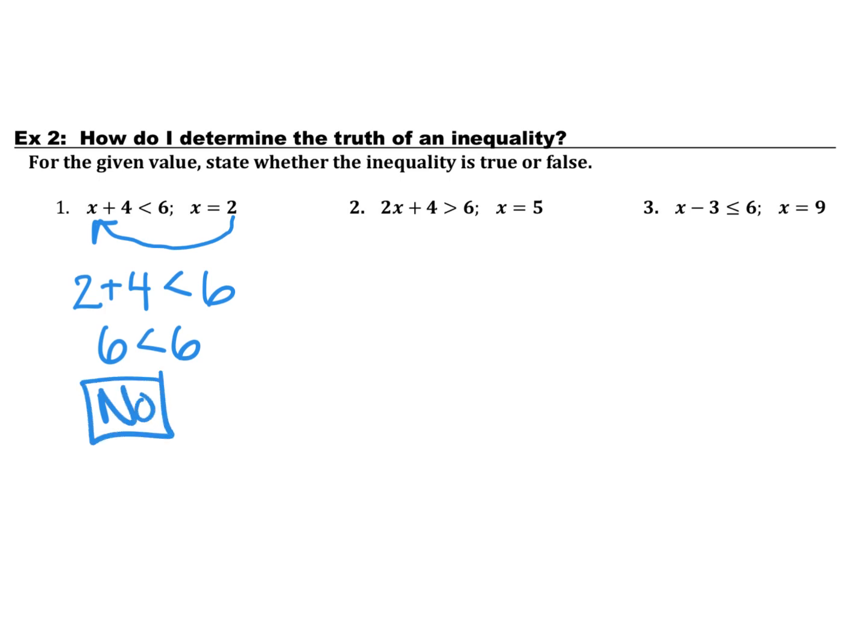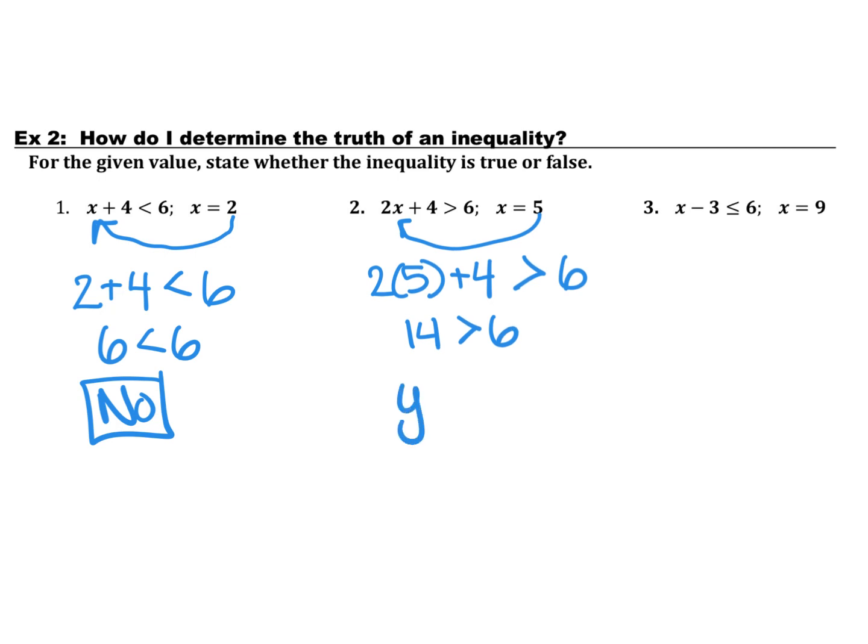For our next one, we have x is equal to 5. So again, we're going to plug that in where we see the x. So we have 2 times 5 plus 4, and is that greater than 6? 2 times 5 is 10, and 10 plus 4, so we've got 14. Is 14 greater than 6? Yes. So we know that it's going to be a solution to the inequality.